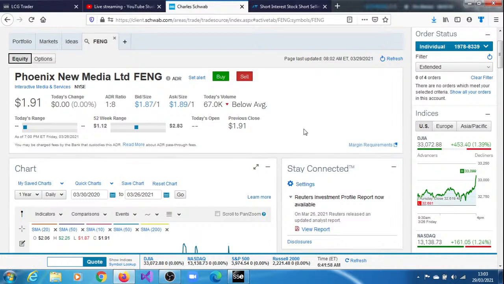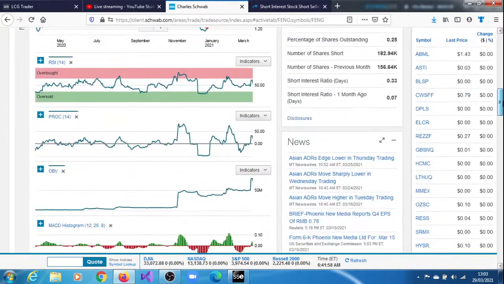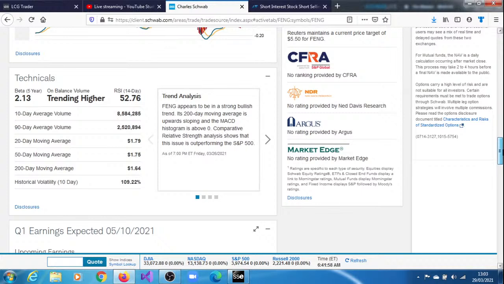So let's look and see. Okay, yes, it appears to be in a strong bullish trend. Its 200-day moving average is upward sloping. The MACD histogram is above zero. Comparative relative strength analysis shows it's outperforming the S&P 500. The 14-period slow stochastic oscillator is waning. This means that investors are less aggressive in their recent purchases and may even be taking profits from positions but at lower prices. The on-balance volume indicator is bullish. The slope of the indicator is positive and suggests that buyers are presently more active than sellers.